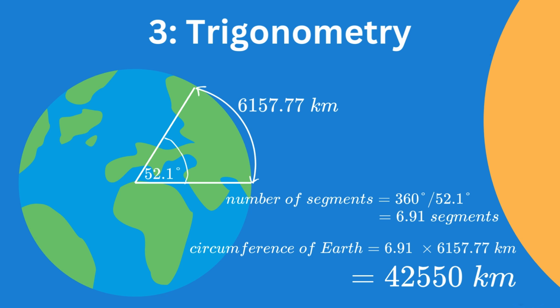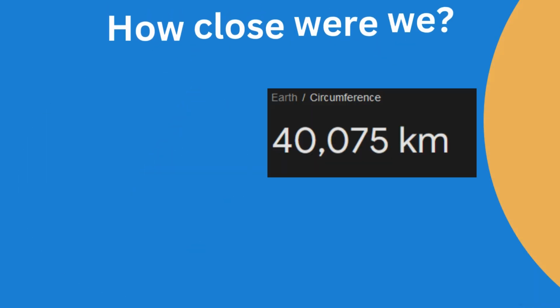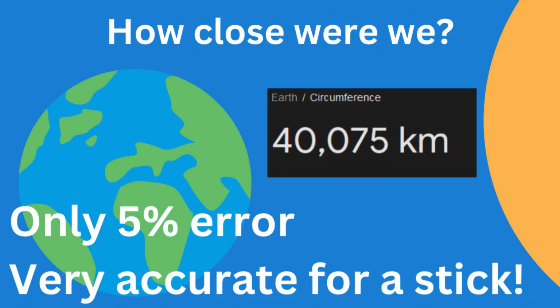I calculated the Earth to have a circumference of around 42,500 kilometers. A quick check on Google tells me that the Earth has a circumference of around 40,000 kilometers. That means that I was only 5% over. That's a pretty accurate estimate, and hopefully you can get a good result like this, or maybe better if you try it yourself.